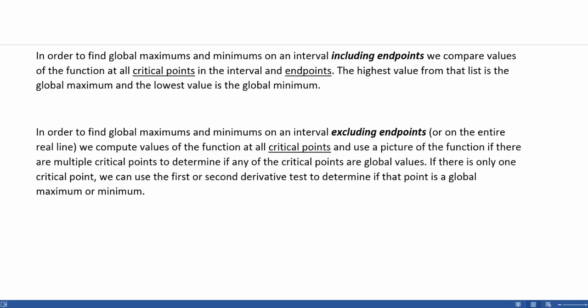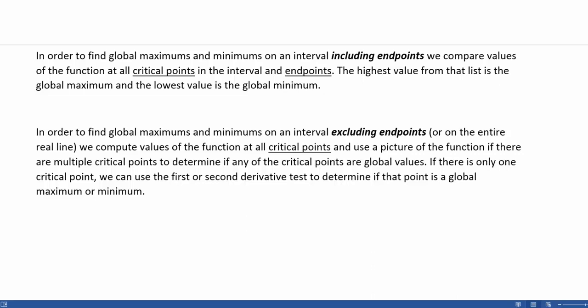And then we're going to take all those and plug them back into the original function. That's going to give us the value of the function at each of those points. The largest number from that list, if you think of a number line, so the highest on the number line, is going to give us our global maximum. And the lowest value from that list is going to be the global minimum. Only values on that list are going to be considered because endpoints and critical points are the only places where we can have global maximums and minimums.